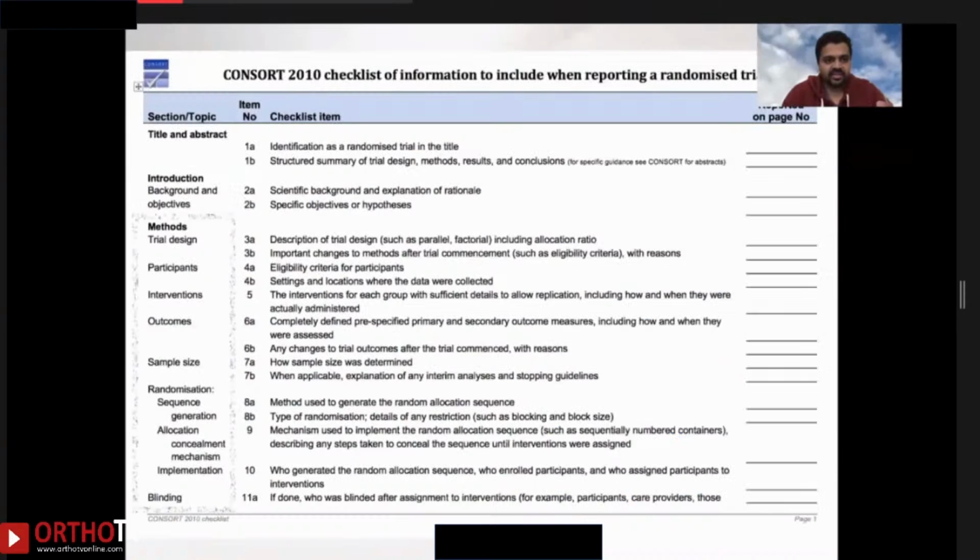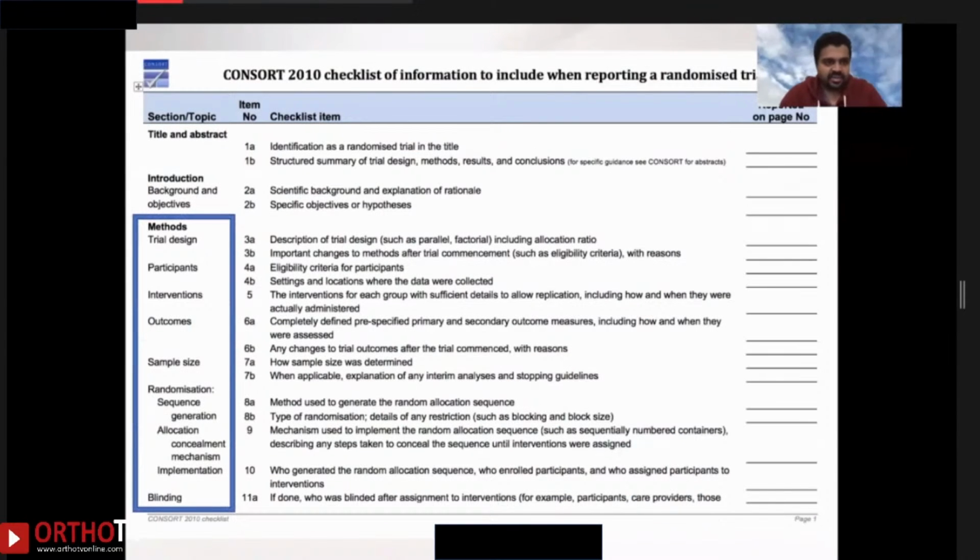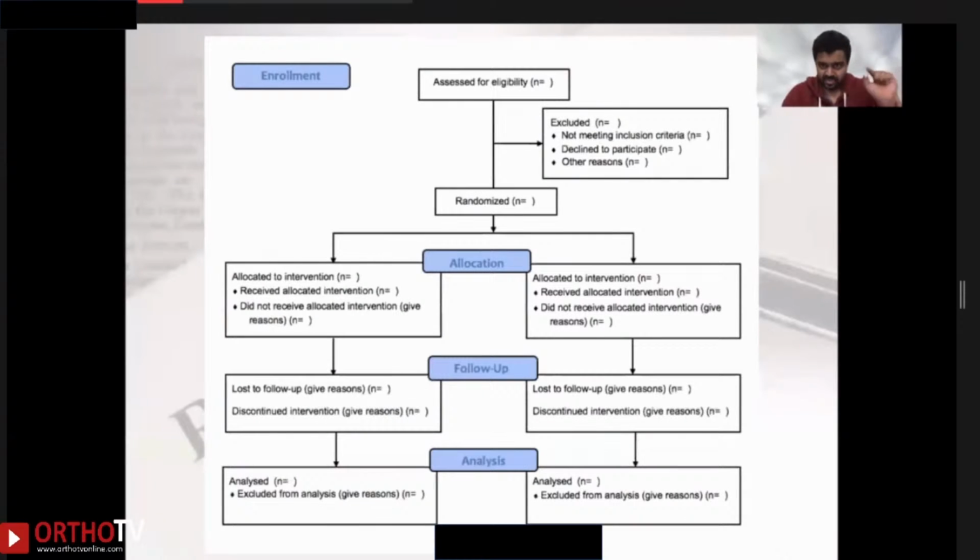If you look at this checklist in the methodology section, for instance, you can see the trial design, participants, interventions, outcomes, what all were done, sample size. So if you follow this pattern, you will make sure your reporting will be fine. And here we have the page numbers. At the end, this checklist with all the page numbers should be attached in the supplementary material. If you do that, the chance of acceptance is good.